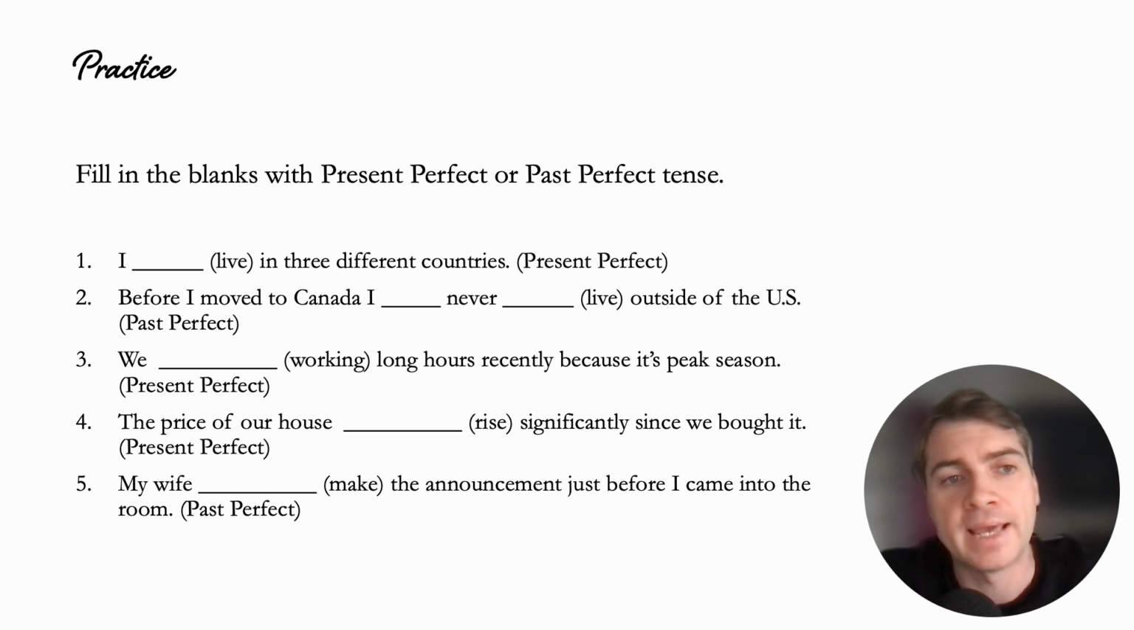Number 1, I blank in 3 different countries. Number 2, before I moved to Canada, I blank never blank outside of the US. Number 3, we blank long hours recently because it's peak season. Number 4, the price of our house blank significantly since we bought it. And number 5, my wife blank the announcement just before I came into the room.